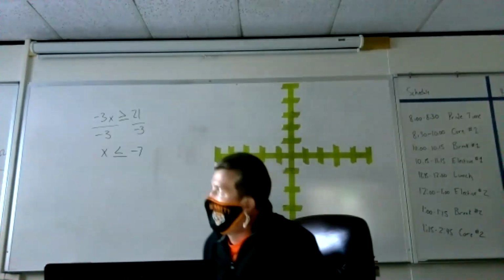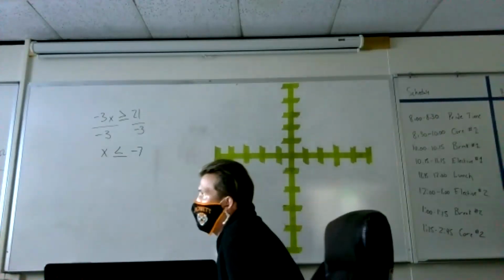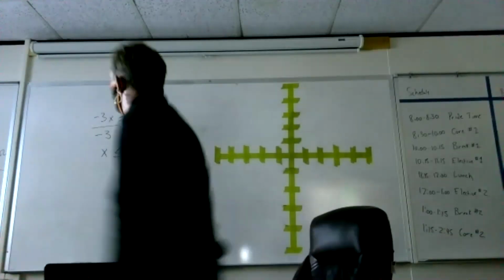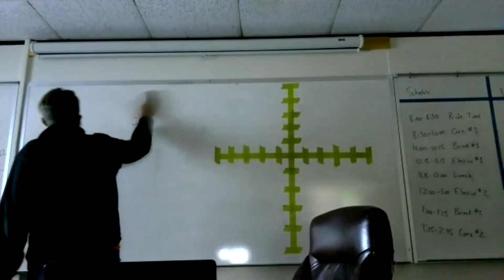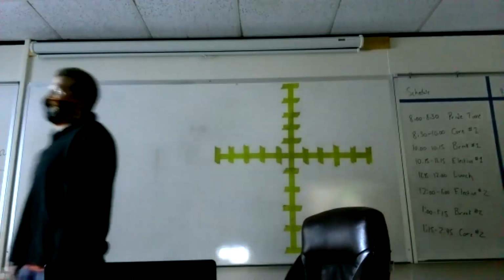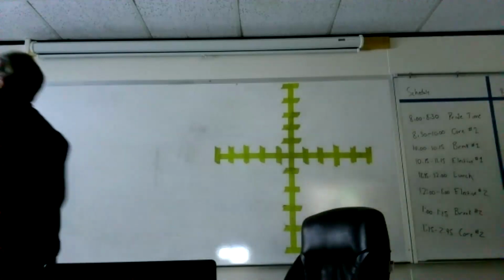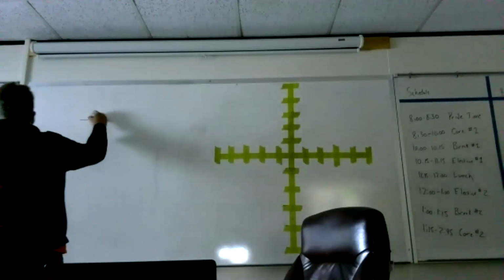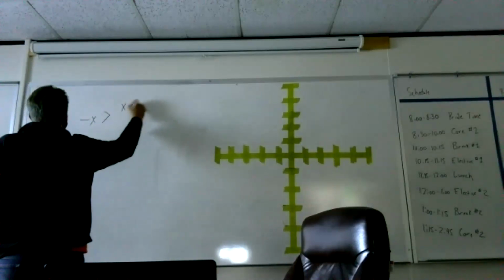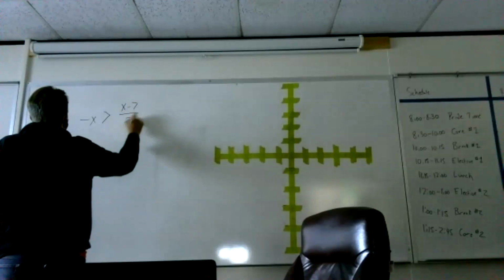Okay. Now we're looking at solving multi-step inequalities. Once again, it's the same process as solving a multi-step equation. Just the way that it's presented, it looks a little bit intimidating, but in the grand scheme of things, it's really not. Okay, so we have negative x is greater than (x minus 7) divided by 2.